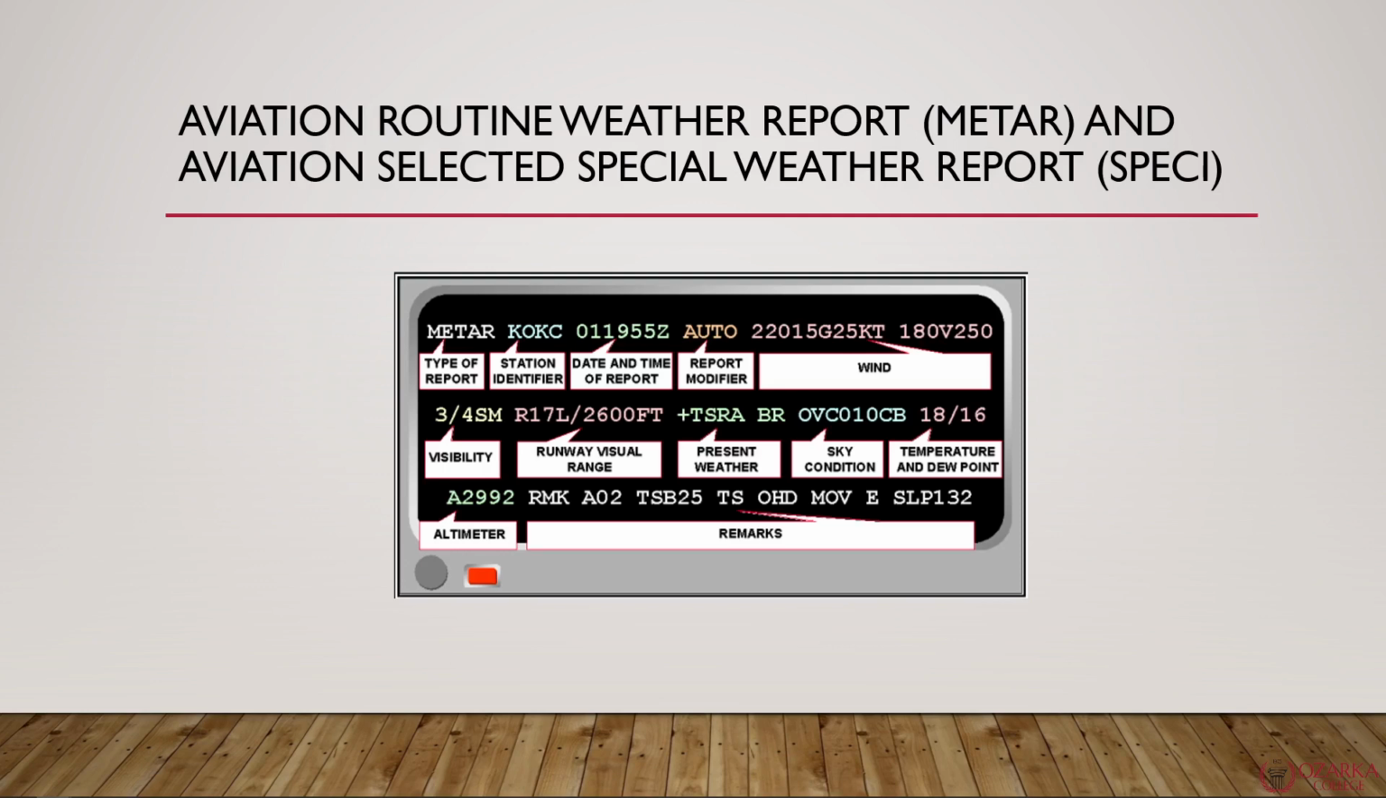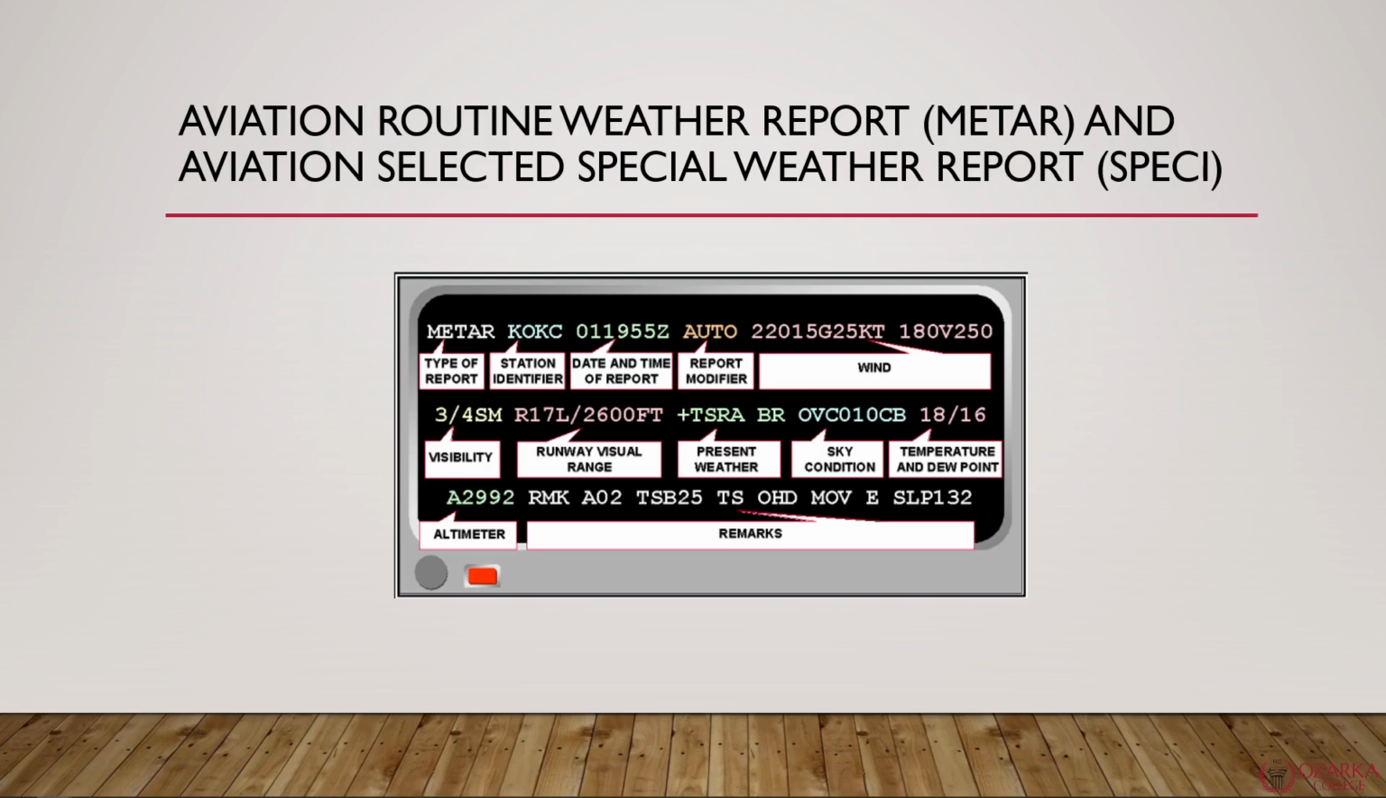Now the present weather says plus TSRA. That plus means that that is a heavy thunderstorm with rain. Okay? The BR stands for mist. The easy way to remember that is mist is just baby rain. BR, baby rain, BR, mist. The sky condition is overcast at 1,000 with cumulonimbus clouds. The temperature dew point spread is 2 degrees. The temperature is 18 and the dew point is 16. That's why you have the mist.